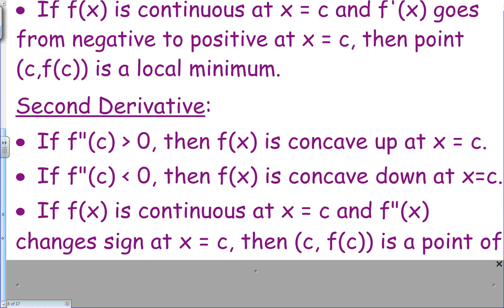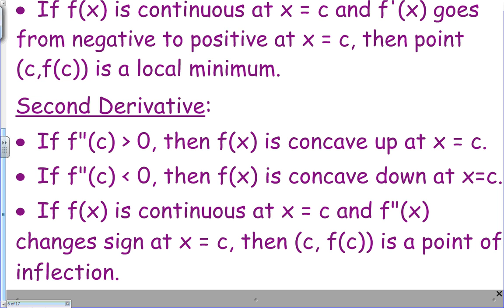All right, for the second derivative, the second derivative tells us concavity. So the first derivative tells us about increasing and decreasing, as well as helping us find maximums and minimums. The second derivative tells us about concavity. If f double prime is greater than 0, then f of x is concave up at x equals c. If f double prime is less than 0, then f of x is concave down at x equals c. So you can look at the second derivative and determine whether or not your function is going to be concave up or concave down.